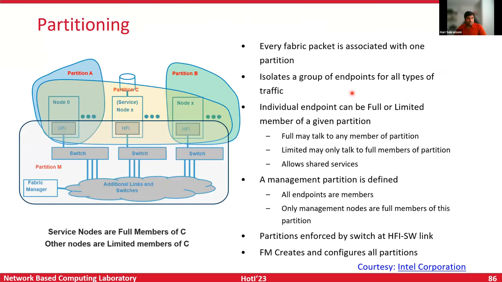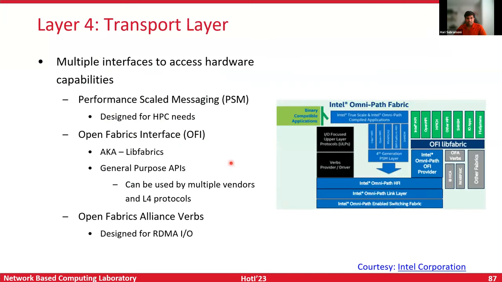Omnipath also has support for partitioning. To put it in a very loose way, this is similar to the concept of VLANs or virtual LANs in the Ethernet world. So you could create partitions with different nodes being part of one partition or of multiple partitions, as you want to. And there's always a management partition defined where all endpoints are members, so that you are able to perform management related actions.